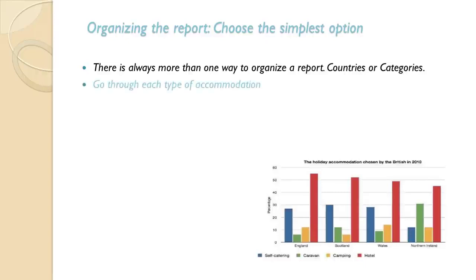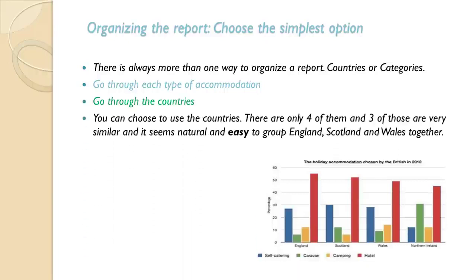We'll describe the countries. Go through each type of accommodation. Go through the countries. So both ways you can describe. You can choose to use the countries. There are only 4 of them, and 3 of these are very similar, and it seems natural, easy to group England, Scotland, Wales together. So that's why we will go for the country, not for the categories, because England, Scotland, Wales followed a similar pattern. Hotel most popular, self-catering second popular, caravan and camping least popular in the case of 3 countries. But in the case of Northern Ireland, that is exceptional. That's why we'll discuss country-wise and will not go for the category-wise. Northern Ireland is the odd one, definitely the odd one. You will not find similarity with the rest of the 3 countries.